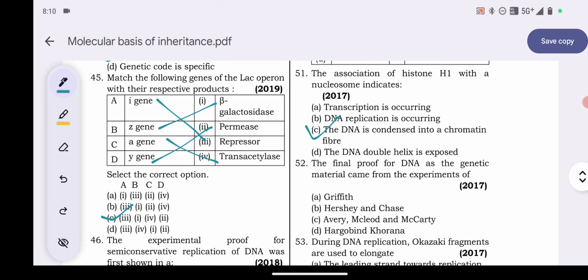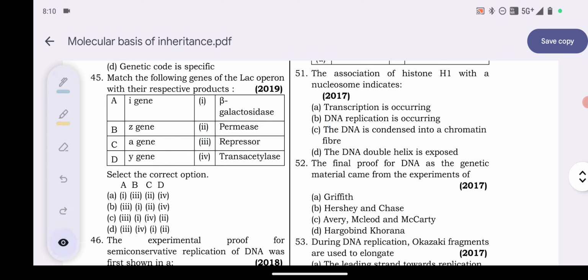Explanation. Histone H1, or linker histone, links two nucleosomes with each other and is a key player in determining the compaction state of a number of nucleosomes and influencing their conformation. So option C is the answer.